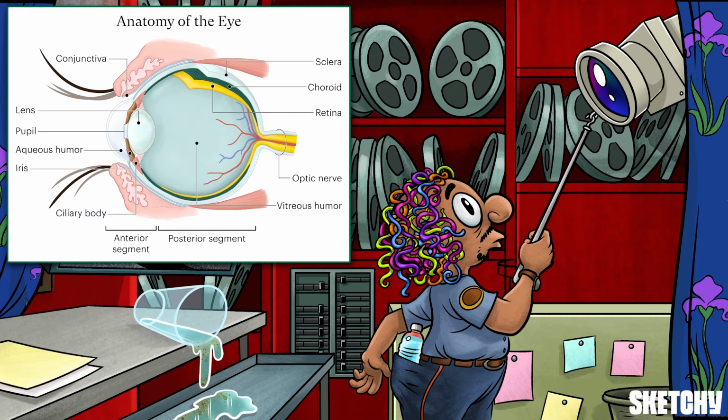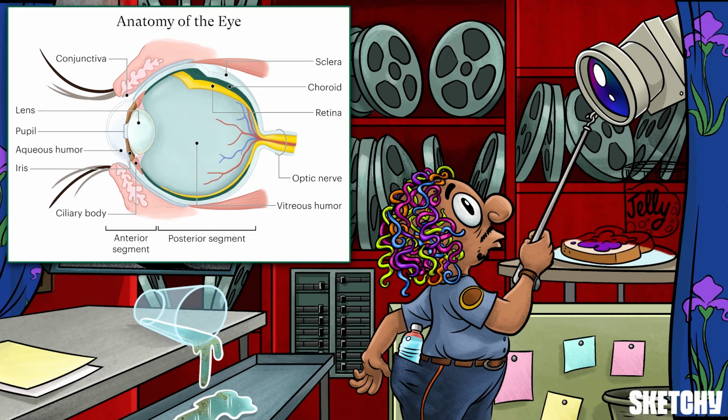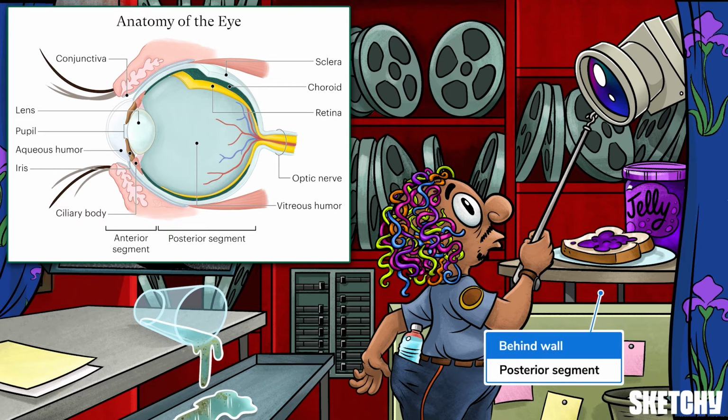The area behind the half wall represents the posterior segment. The posterior segment is the cavity behind the lens, spanning all the way to the retina. That space is filled with a thick, jelly-like substance called vitreous humor, which helps absorb shock and maintain the eye shape. Hence the guard's jelly-heavy snack on the far side of that wall.